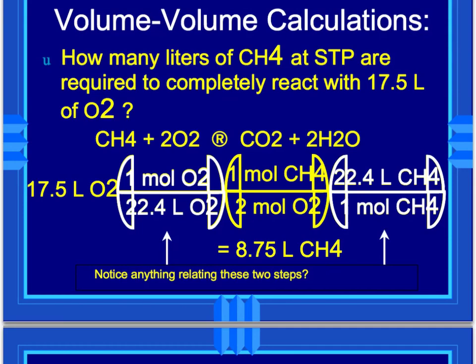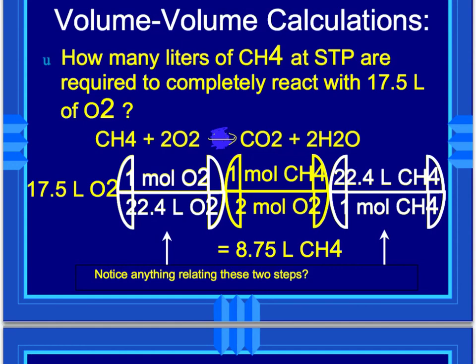So remember from the previous video, another way that we could look at chemical equations is to look at them in units of volume. And so this says here, how many liters of methane at STP are required to completely react with 17.5 liters of oxygen. And so here's the chemical formula. What they're asking us to do is to go from liters to liters.